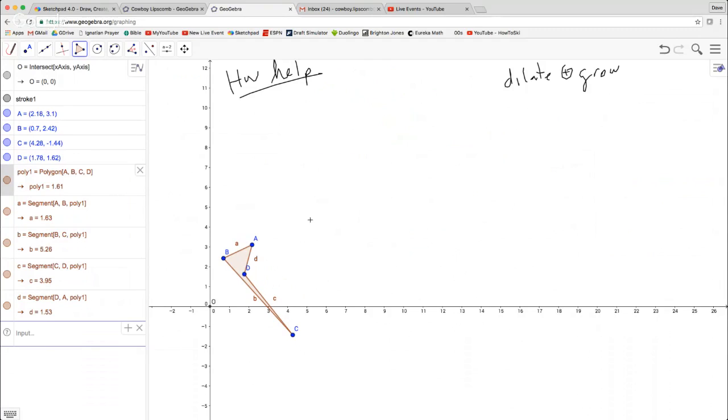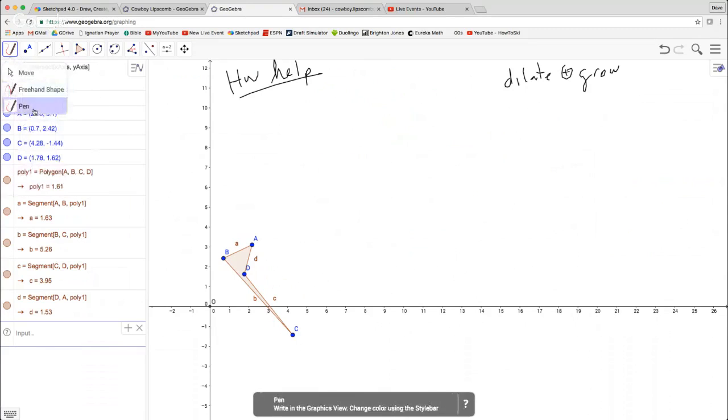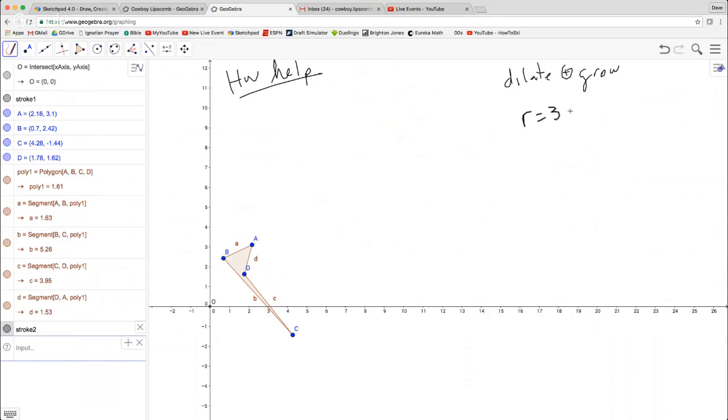So let's take an object like that. And what we're going to do is take that object and grow it. We're going to make it an R of 3. So R equals 3. We're going to dilate it.